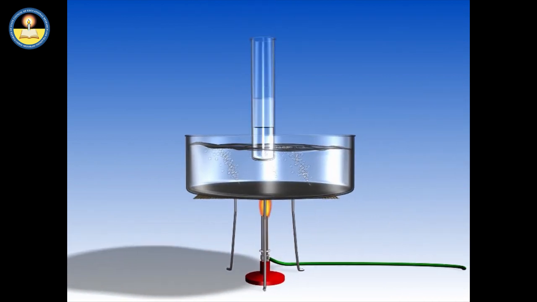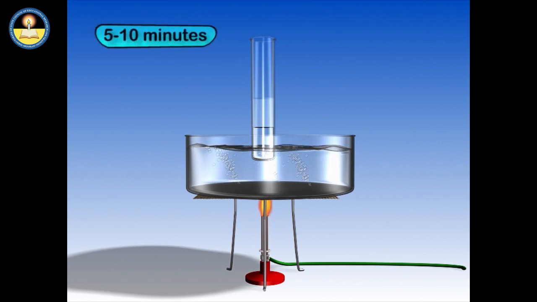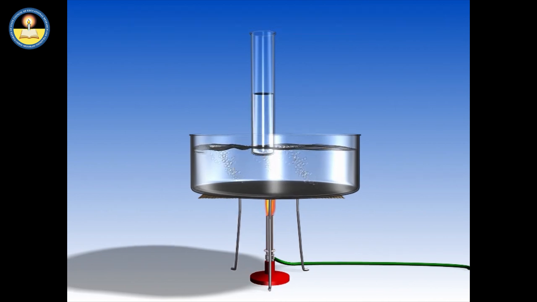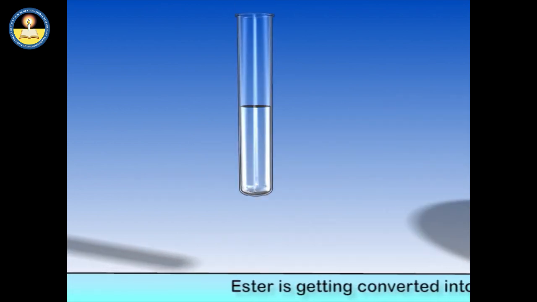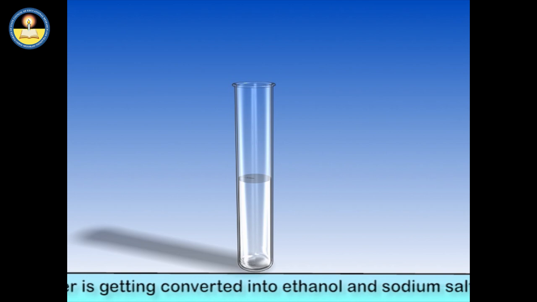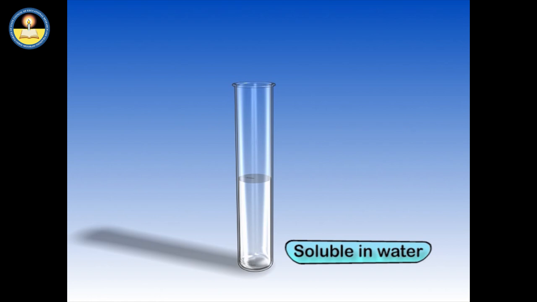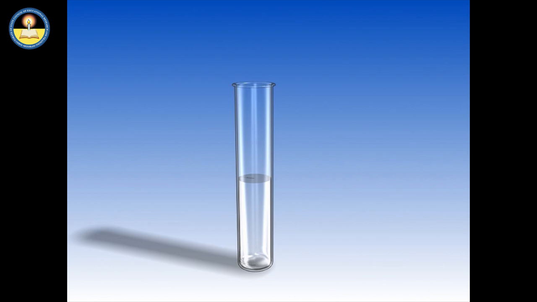Warm the test tube in a water bath at around 330 Kelvin, shaking the tube occasionally. After 5 to 10 minutes of warming and shaking, the upper layer starts disappearing gradually. This is because the ester is getting converted into ethanol and the sodium salt of ethanoic acid, both soluble in water. The saponification process takes about 15 to 20 minutes.